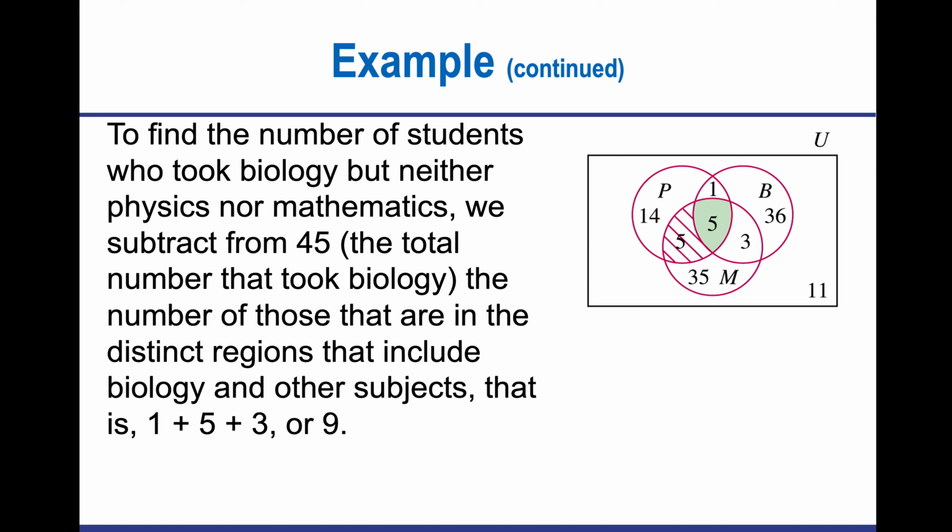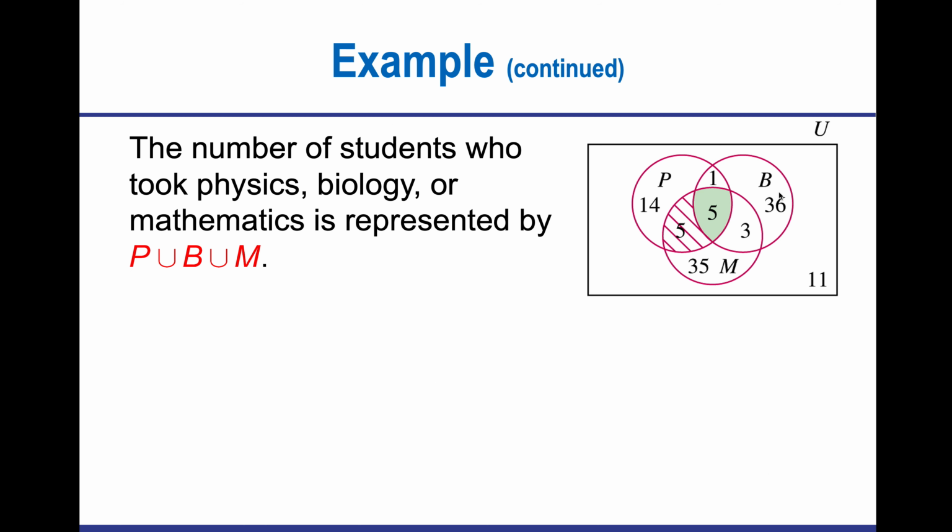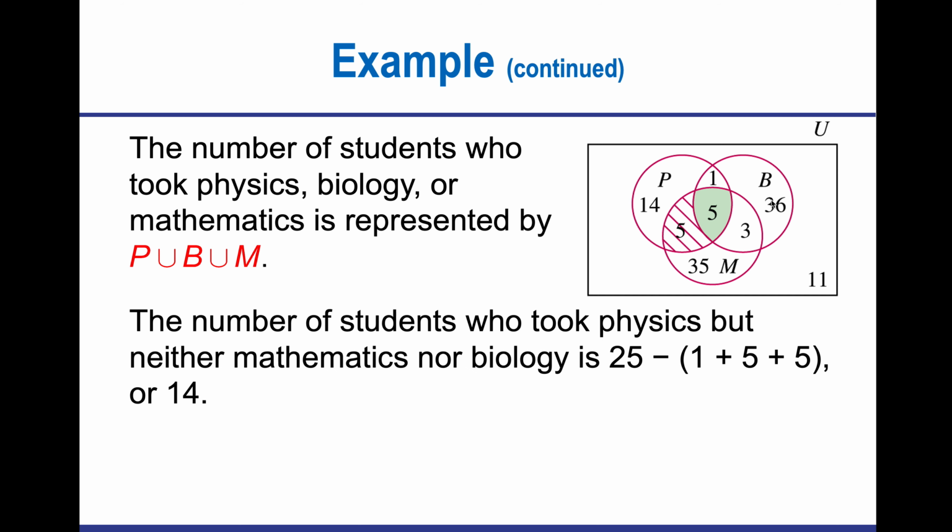So to find the number of students who took biology, but neither physics nor mathematics, that would be the 45 that I had. And then I'm going to look at the number of those that are in the distinct regions that include biology. So I have 1, 5, and 3, or 9 total, because you have this one guy up here. Because 45 minus 9 equals 36, we know that 36 students took biology, but not physics or mathematics. So the 36 on the outside doesn't encompass the whole circle. It just encompasses the region that's there.